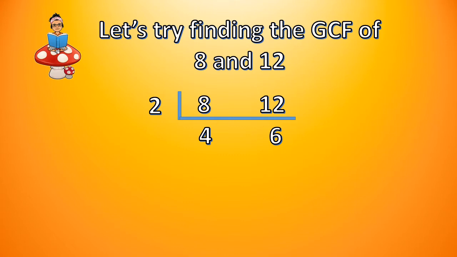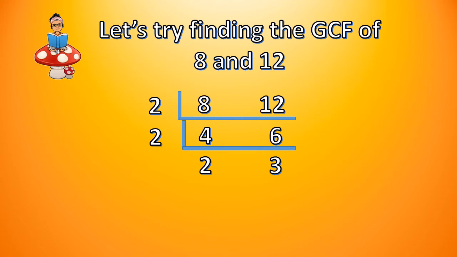Okay, very good. They still have a common factor except 1, and that common factor is? Okay, good job. That common factor is 2. So we divide 4 and 6 by 2. 4 divided by 2 is 2, and 6 divided by 2 is 3. Now look at 2 and 3. Do they have a common factor except 1? Okay, good job. 2 and 3 has no other common factor except 1.